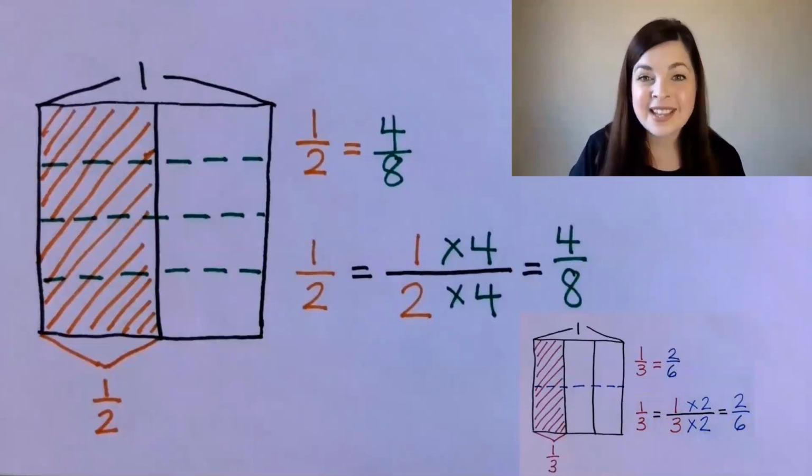I bet some of you said that if we tripled the number of units in the whole, the number of selected units would also triple. Is that what you predicted? Well, let's test it out.